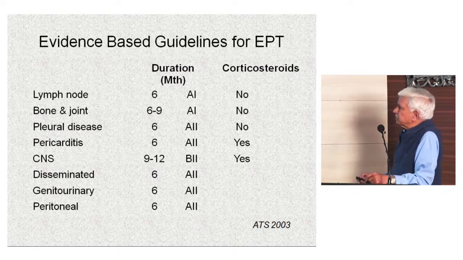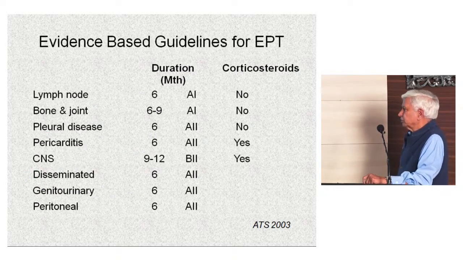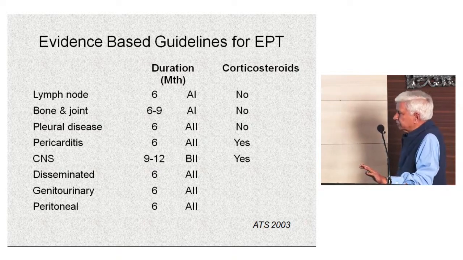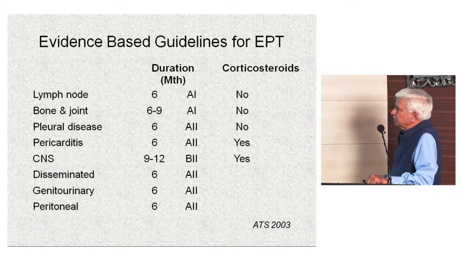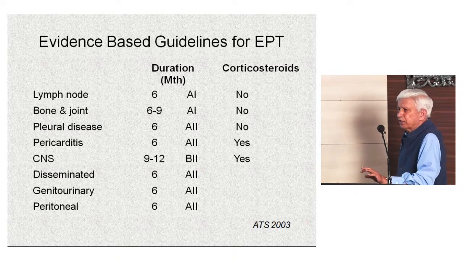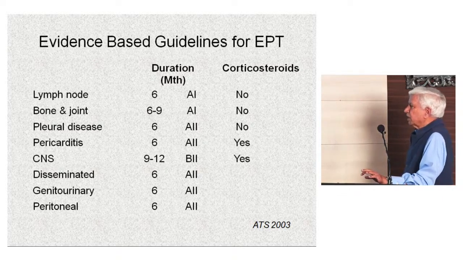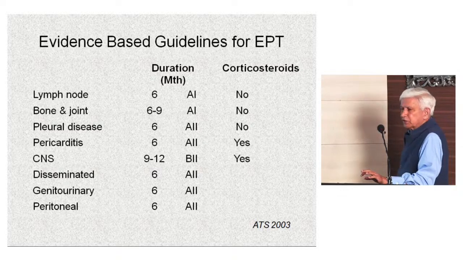So these are, of course, evidence-based guidelines which were formulated several years ago by the American Thoracic Society, and they stand true till date, where you can see that there is A1 or A2 evidence for all forms of tuberculosis, lymph nodes, bones and joints. Bones and joints is one where it can sometimes be given for 9 months. Pleural disease 6 months, pericarditis 6 months. CNS tuberculosis is the only form where you need to give for 9 to 12 months. Otherwise, for all genitourinary, peritoneal and other forms of tuberculosis, there is A1 or A2 evidence, you see.